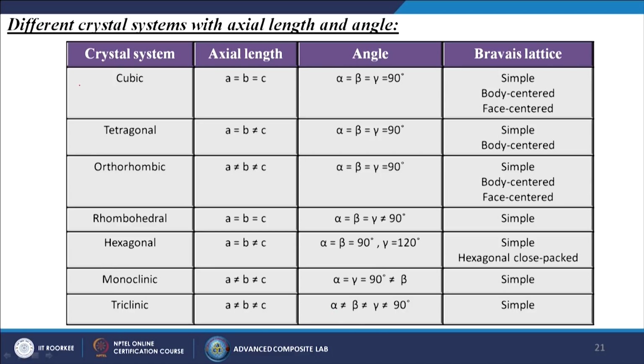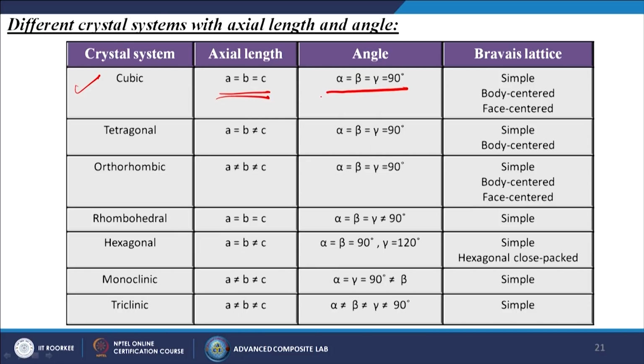For cubic, as I told already, a is equal to b is equal to c, because all the lengths are the same. The angles are perfectly 90 degrees to each other, so alpha is equal to beta is equal to gamma is equal to 90 degrees. The Bravais lattice is simple, sometimes body centered, sometimes face centered also. For tetragonal, a is equal to b, not equal to c; alpha, beta, gamma are equal to 90 degrees, and it is generally simple and body centered.